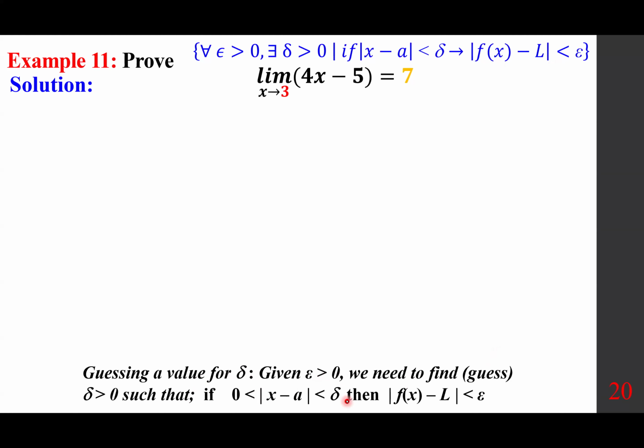And so with that being the case, we are going to write this for a given limit. So everybody, we want to take the limit of 4x minus 5 as x approaches 3. So a is 3. And that's equal to 7. That means absolute value of f of x minus L. L is 7. F of x is 4x minus 5. According to this, a is 3. F of x is 4x minus 5. L is 7.